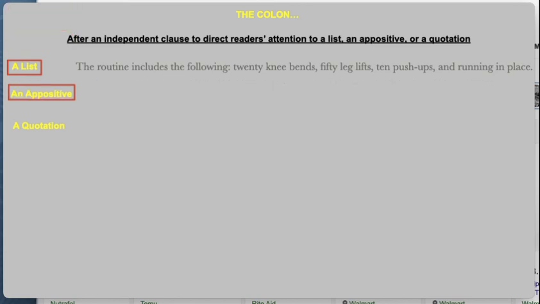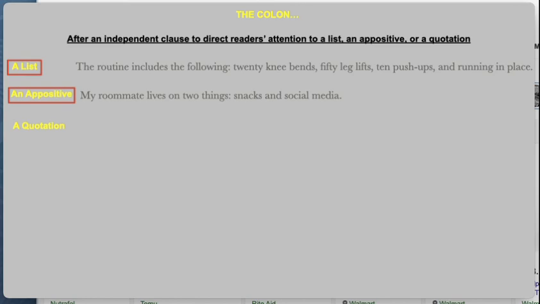Where am I? Here I am, an appositive. So you're directing readers' attention to an appositive. In this case, my roommate lives on two things: snacks and social media. Remember that an appositive is a noun, or in this case, a noun phrase that renames a nearby noun or pronoun. In this case, the appositive, since it renames two things, is snacks and social media.